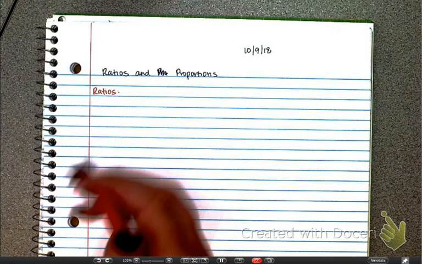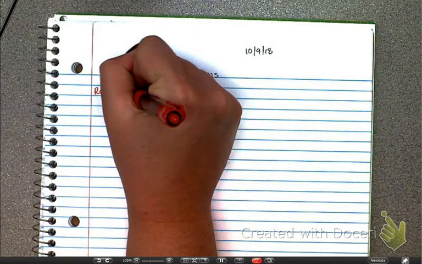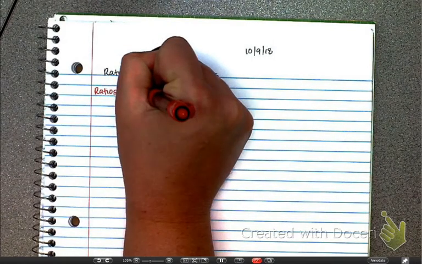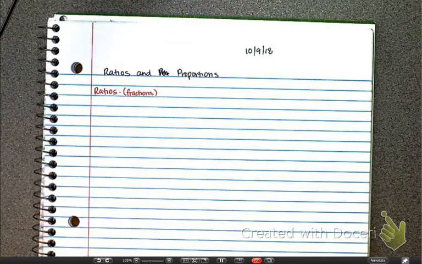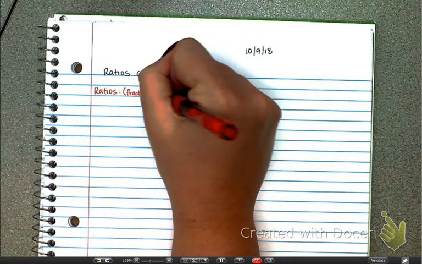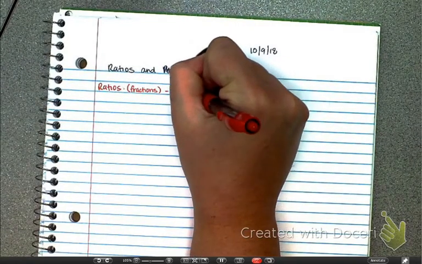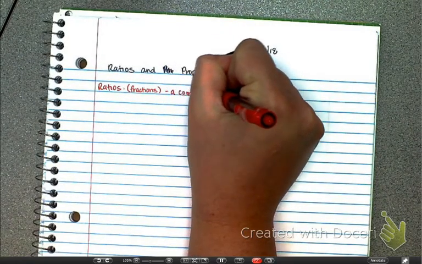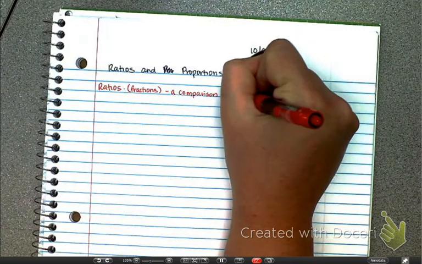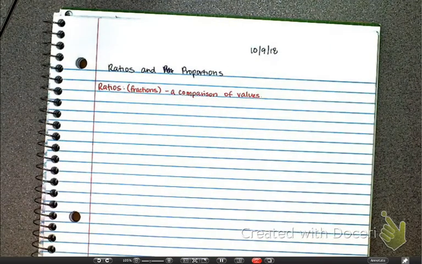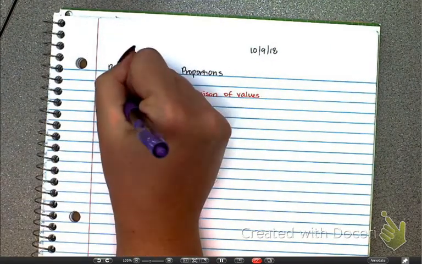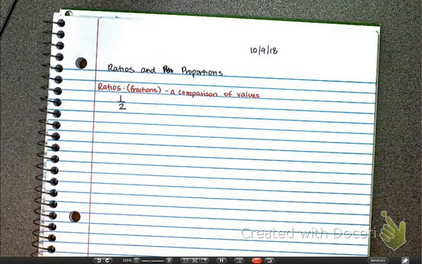In simple terms for everyone, ratios are just fractions. Everyone explained it really well, but ratios are fractions, and more specifically, they are a comparison of values. So that's kind of what everyone was explaining. It's the comparison of values. So we may see it as a legit fraction, 1 over 2.